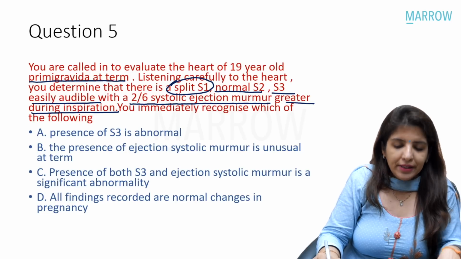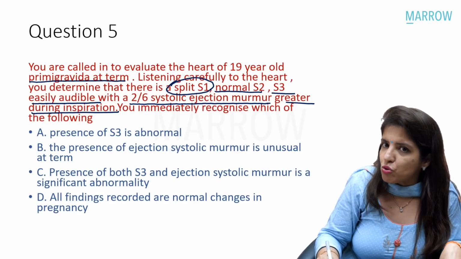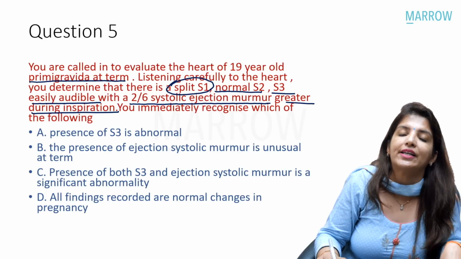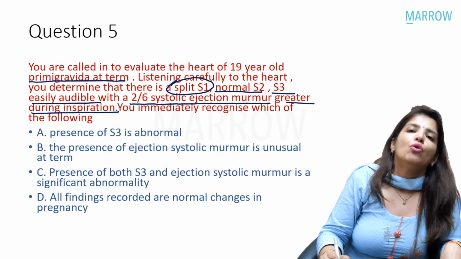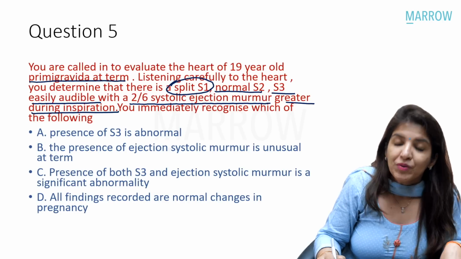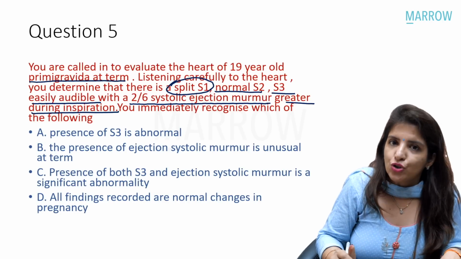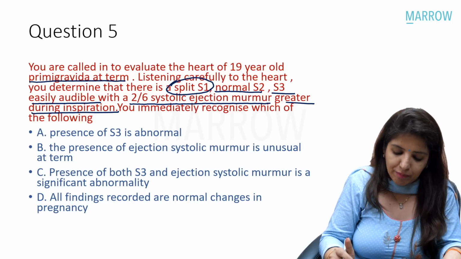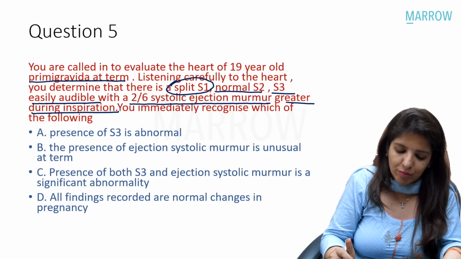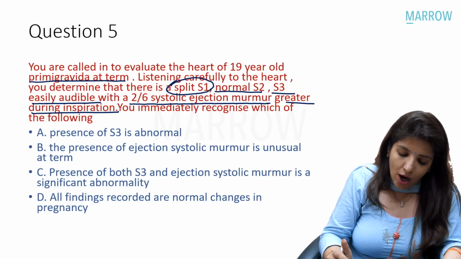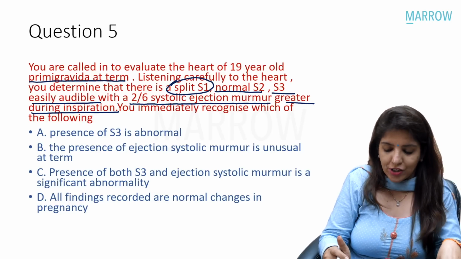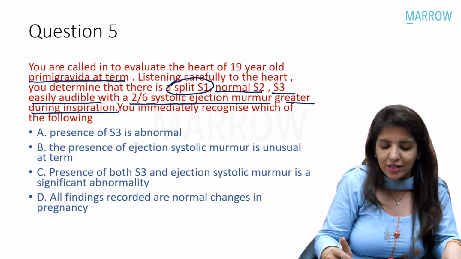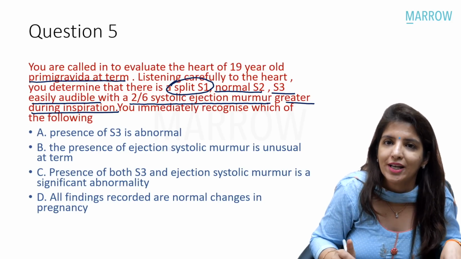So you are hearing that S1 is split, S2 is normal, S3 can easily be heard, and you are getting an ejection systolic murmur, which is grade 2/6. Now, what does this point to? Option A, presence of S3 is abnormal. Option B, the presence of ejection systolic murmur is unusual at term. Option C, presence of both S3 and ejection systolic murmur is a significant abnormality. And option D, all findings recorded are normal changes in pregnancy.